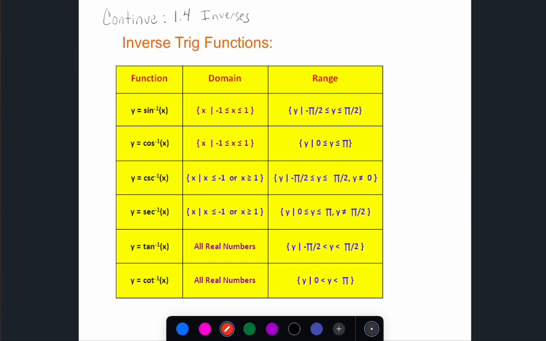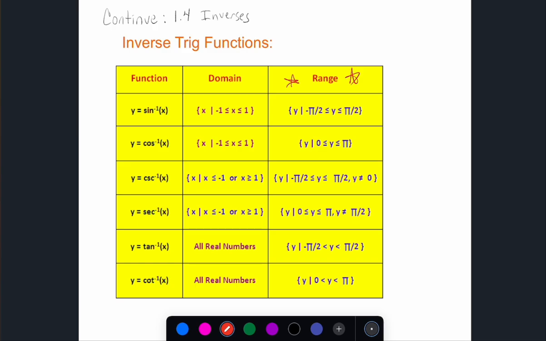Okay, so we're going to continue 1.4. We need to finish off the notes by talking about the trig functions. Now, in a trig function, let's think about the sine curve. The sine curve goes on forever and ever in both directions. It does not pass the horizontal line test. So for it to have an inverse, we need to restrict it to only include certain values. The thing that's going to be most important is this chart right here.